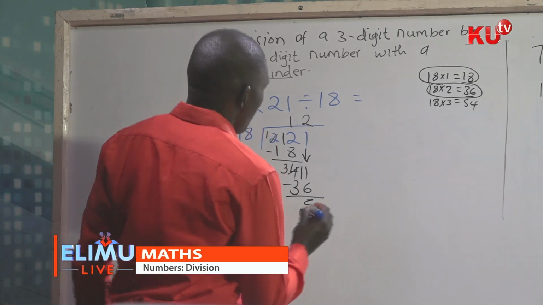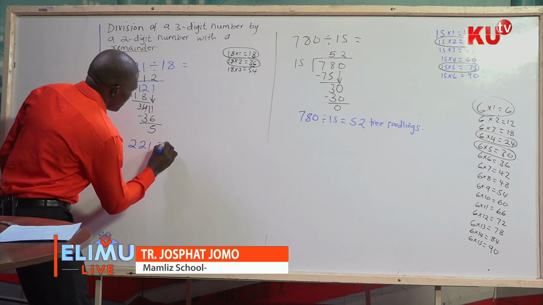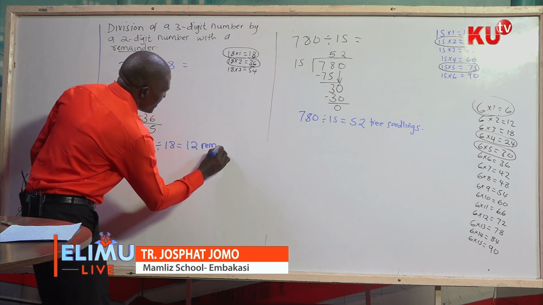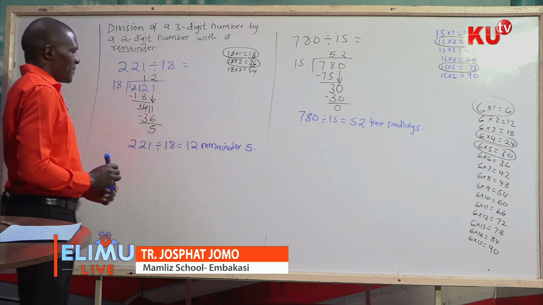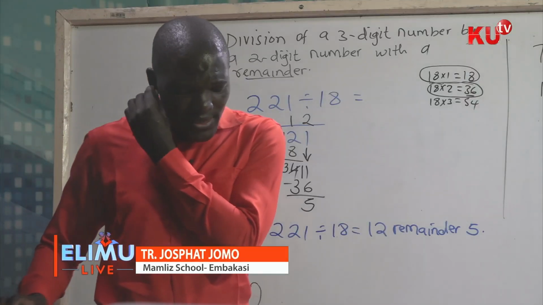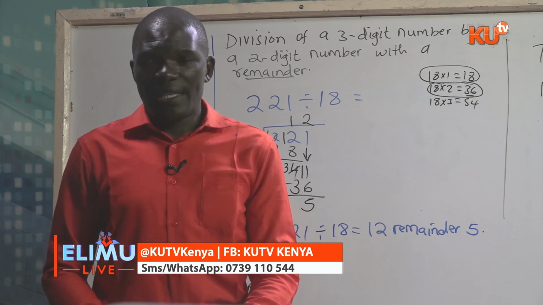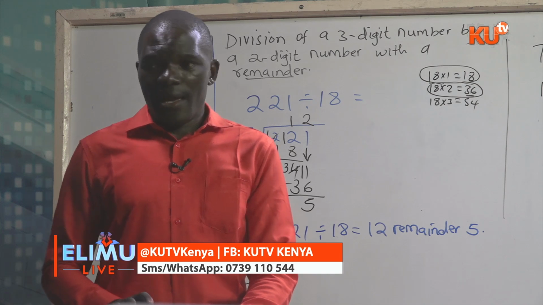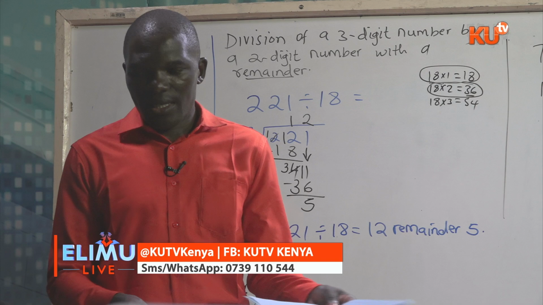So if you have to divide 221 by 18, your answer becomes 12, remainder 5. You write remainder very well. Up to that point, learners, you have been taught how to divide a 3-digit number by a 1-digit number and a 2-digit number, with or without a remainder.